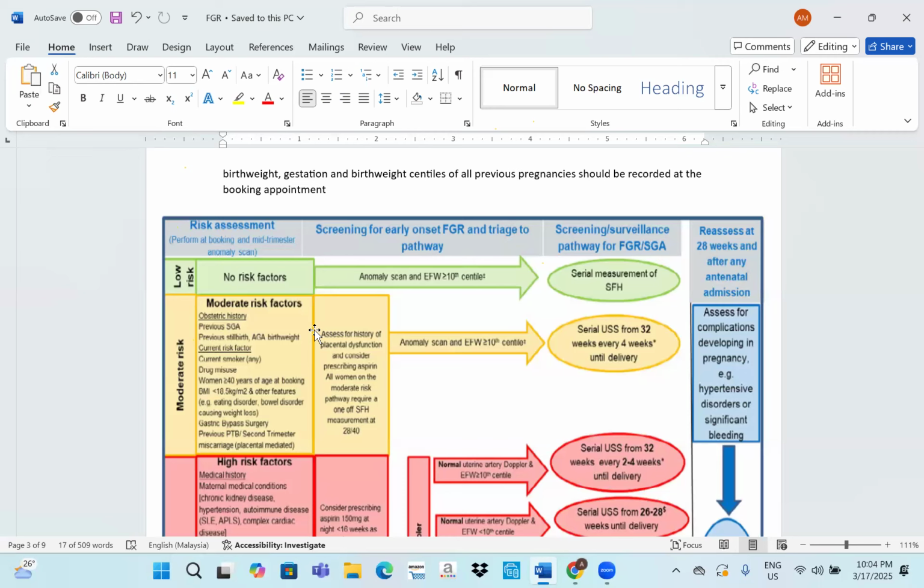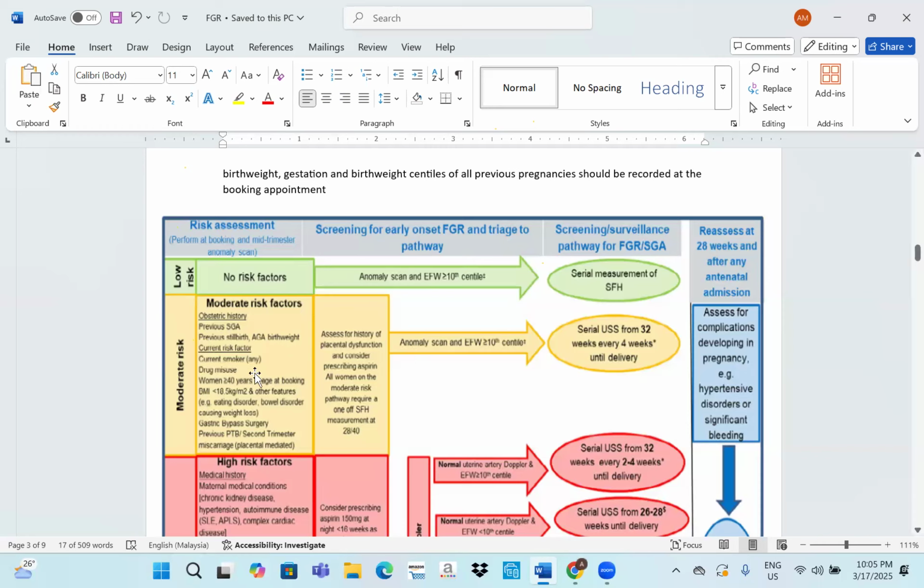Now the previous obstetrical history of preterm birth or second trimester miscarriage, and this second trimester miscarriage was placenta mediated. What were the diagnostic points for the previous FGR? It was less than the third centile, placenta mediated, birth less than 34 weeks. If any of these risk factors are present, especially placental dysfunction, then you will start giving this patient aspirin from 16 weeks. Okay, and if the moderate risk factors are there, because the anomaly scan we are doing for every patient, so don't try to memorize things, try to make your concept.